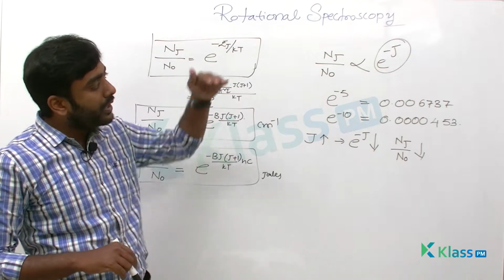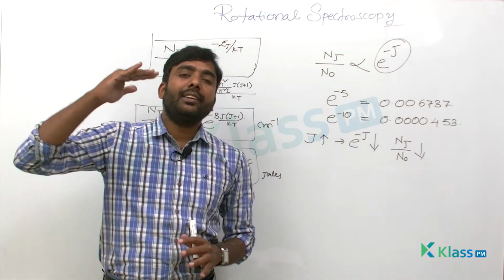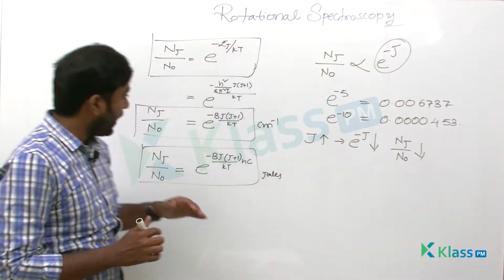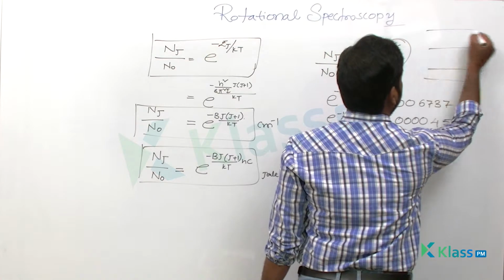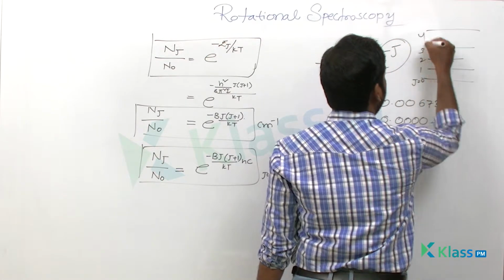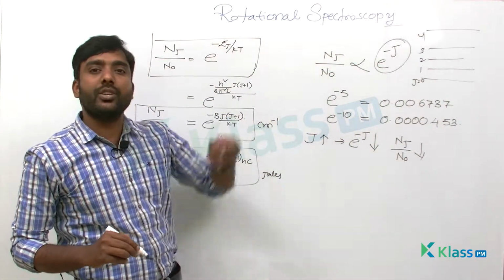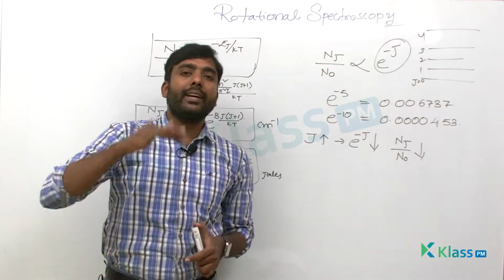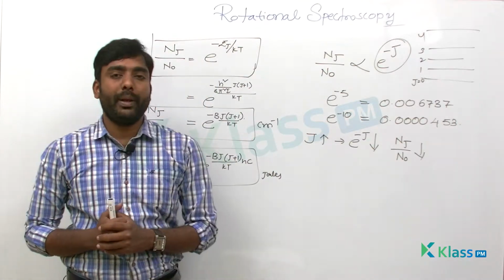So as you are going to higher energy levels, they have fewer molecules. When we are going to higher energy levels, so different energy levels, this is j equal to 0, 1, 2, 3, 4. As j value increases, what happens? The population density keeps on decreasing when compared to the ground level. That is the conclusion you can make.